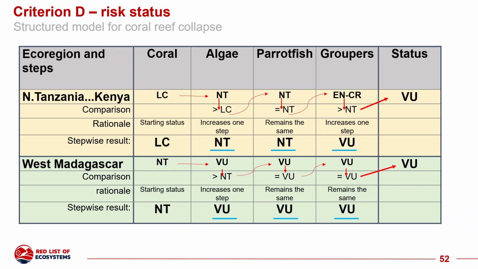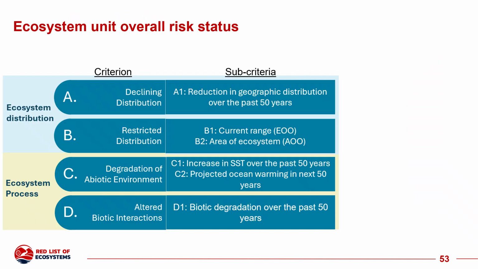Once you've completed your assessment under each of the applicable RLE criteria and sub-criteria, whether that's A1, B1 and B2, C1 and C2 or D1, the final step is to determine the overall risk status for coral reefs in each ecoregion. To do this, you apply a precautionary approach, which is a core principle of the Red List of Ecosystems framework. Essentially, you look across all the individual risk categories assigned under each criterion, and you take the highest or most severe of those risk categories as your final risk status for the ecosystem.